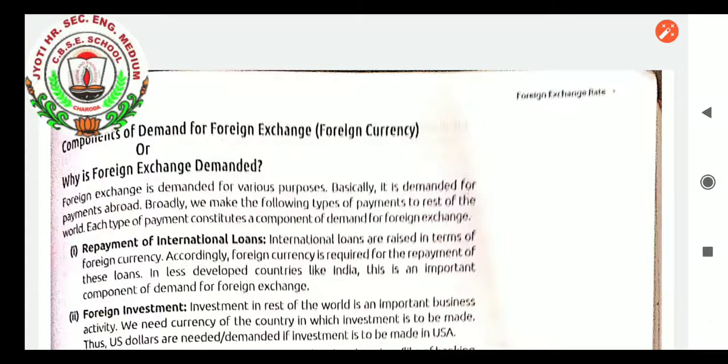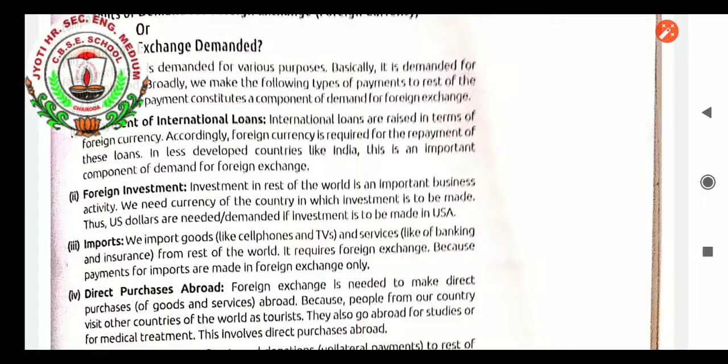So foreign exchange, let us see. The very first need is repayment of international loans. Students, when we take a loan from foreign countries, definitely it must be paid in the foreign currency only. And the loan which we take from international business is not in our currency and cannot be utilized in our country. It must be converted into our country's currency, and for that foreign exchange is needed. International loans are raised in terms of foreign currency. Accordingly, foreign currency is required for the repayment of these loans. In less developed countries like India, this is an important component of demand for foreign exchange.